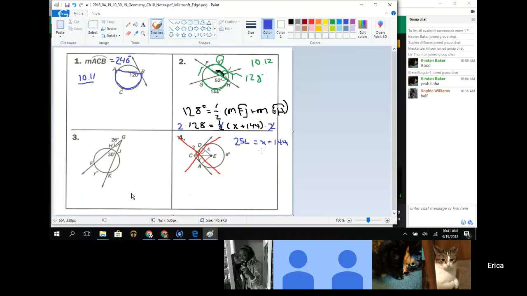Okay, and then I subtract 144 from both sides. You can hear my mouse clicking away here, trying to write nicely here. And we figure out that X equals 112 degrees. So my arc up here, FJ, is 112 degrees. Okay, did everybody get that? You guys are all geniuses, get gold stars.